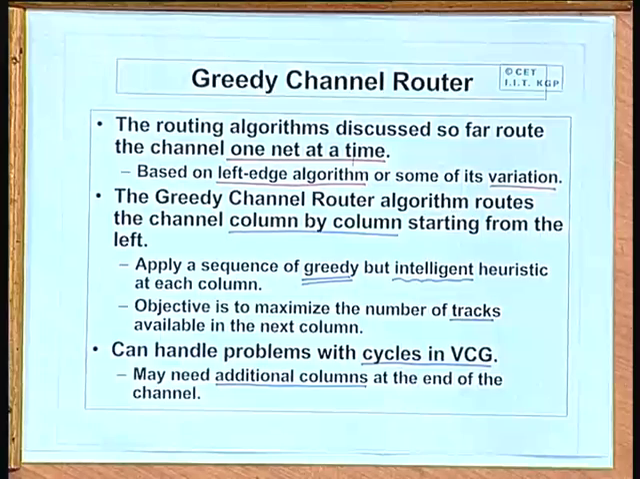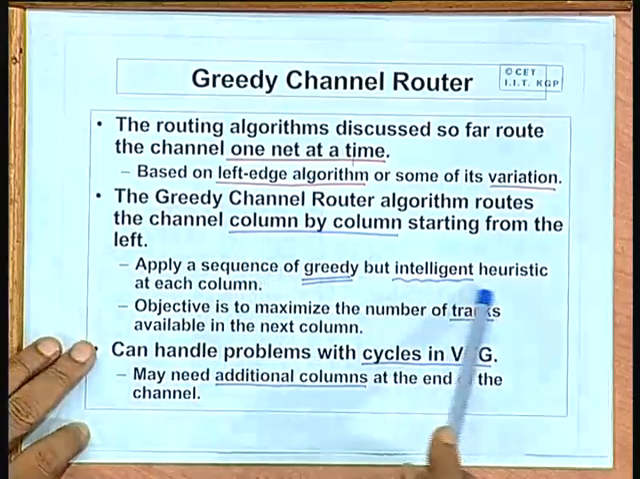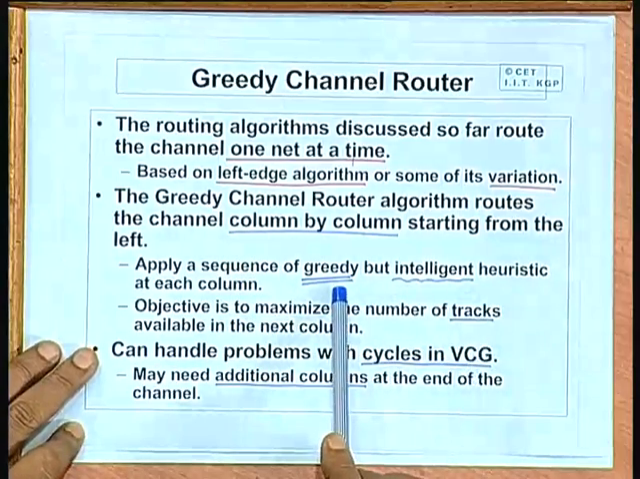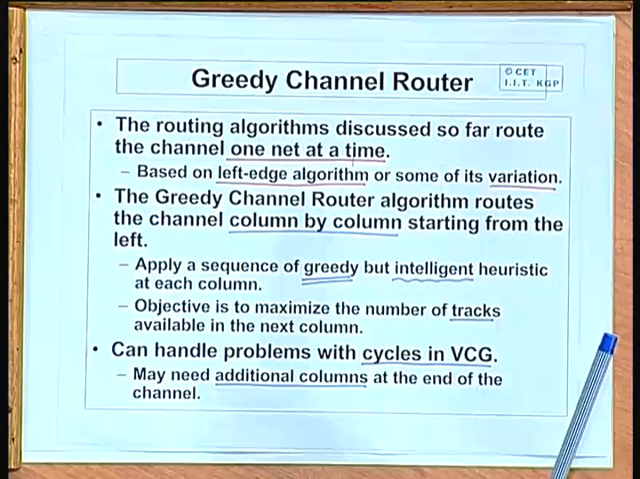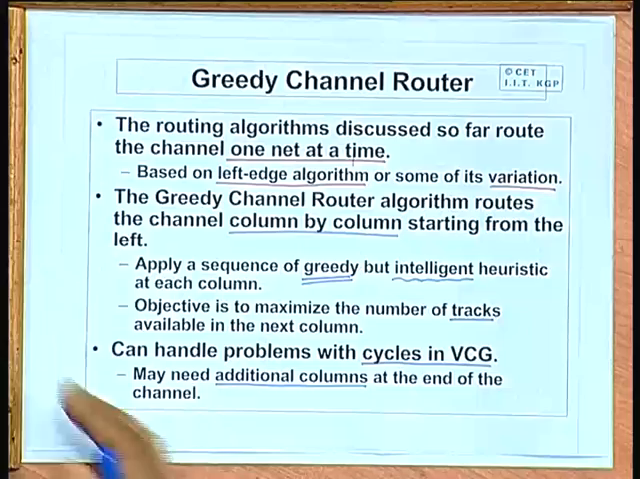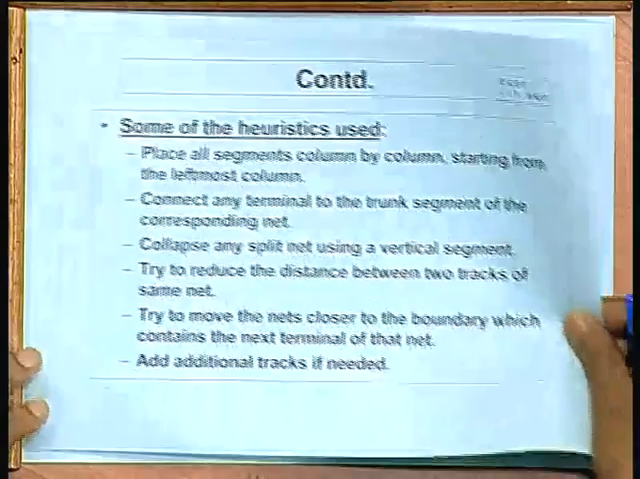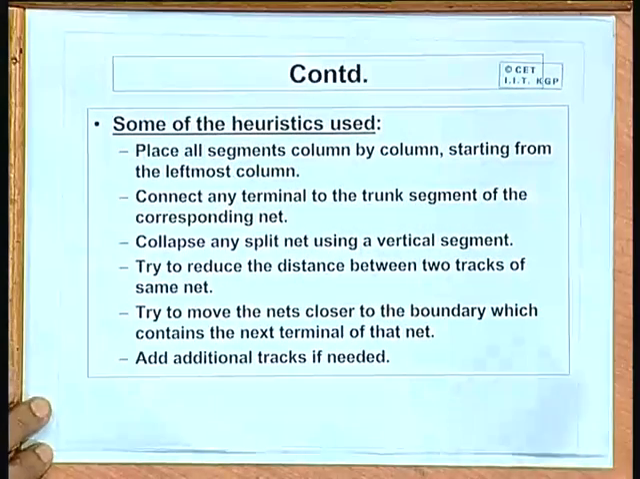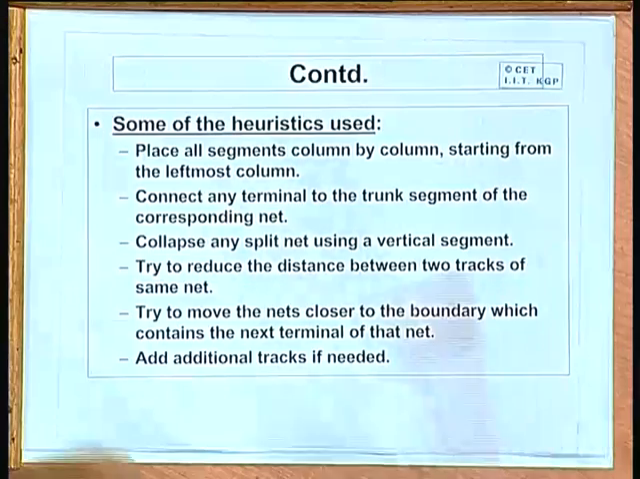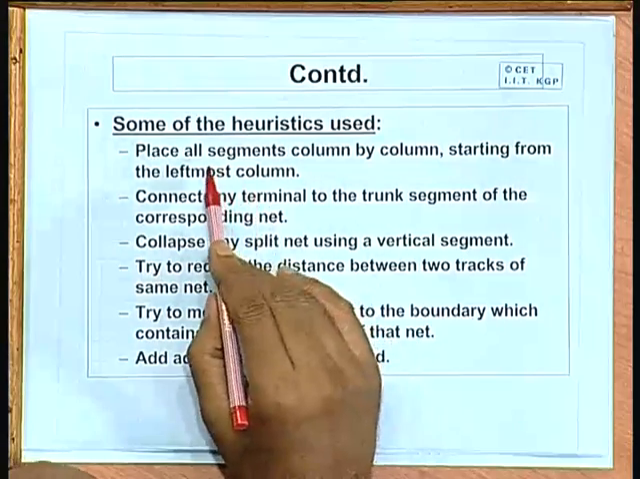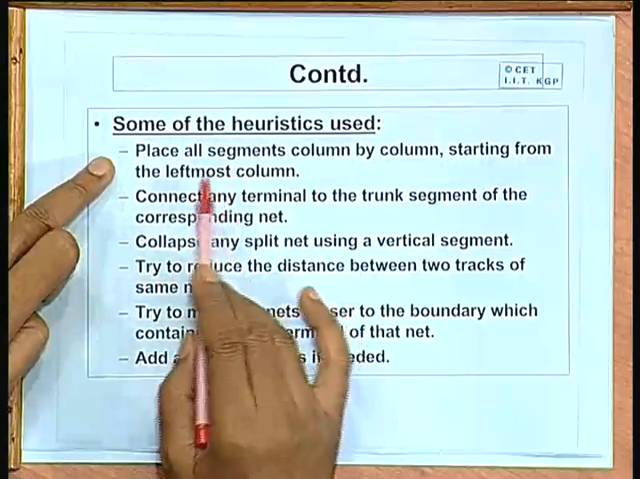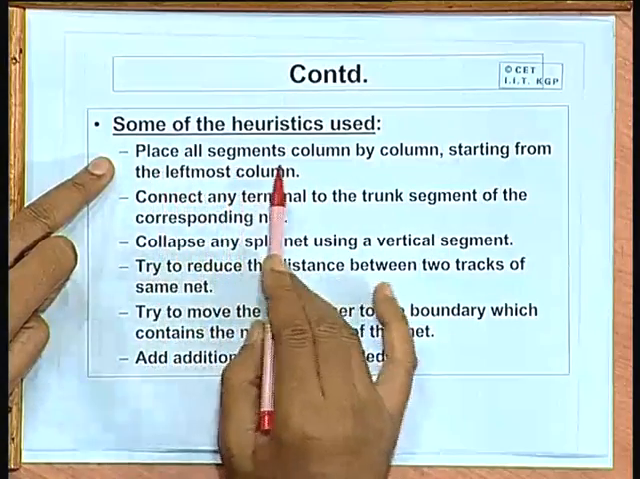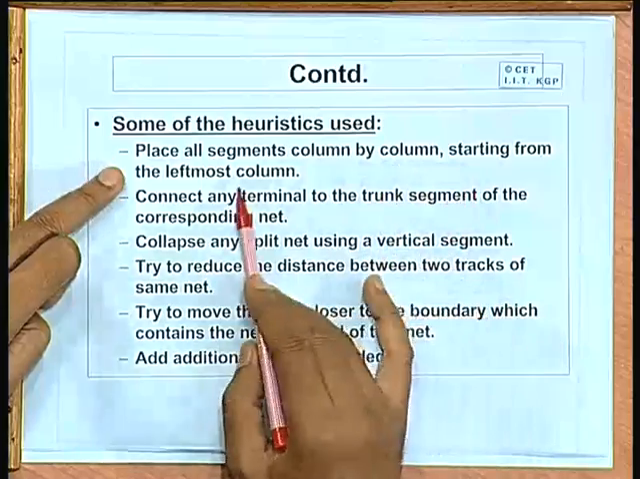Now, let us see what kind of greedy heuristics are applied in the column positions, then we will be working out an example, so that you will understand how it works. Some of the heuristics that are used are like this. The first one is, of course, not really a heuristic, this is what I had said, that you place the segments column by column starting from the leftmost.